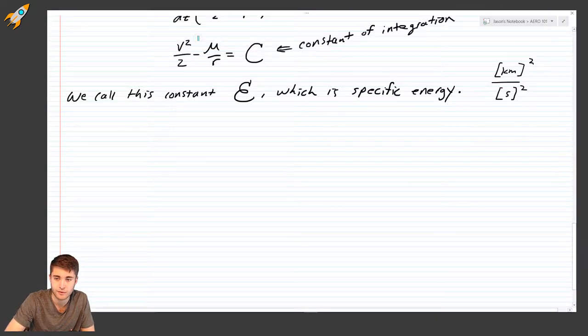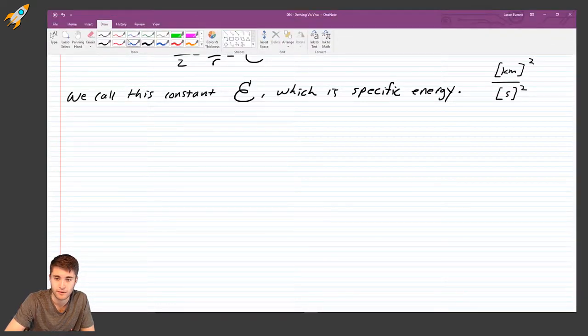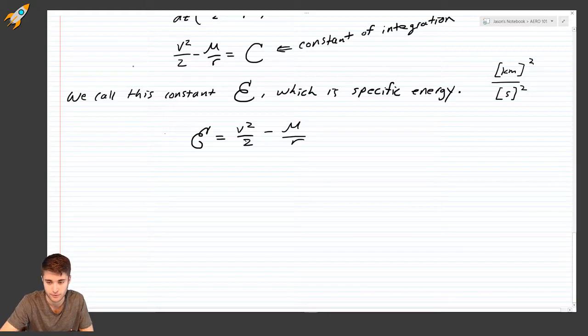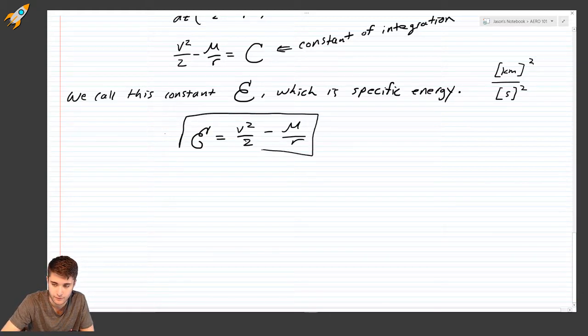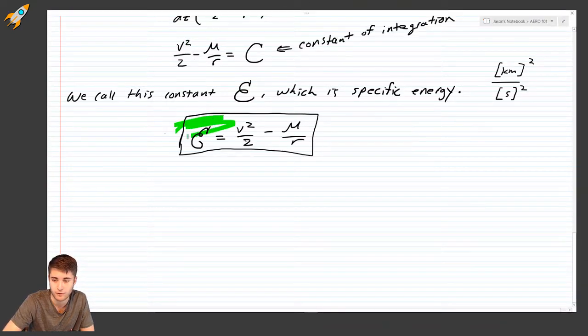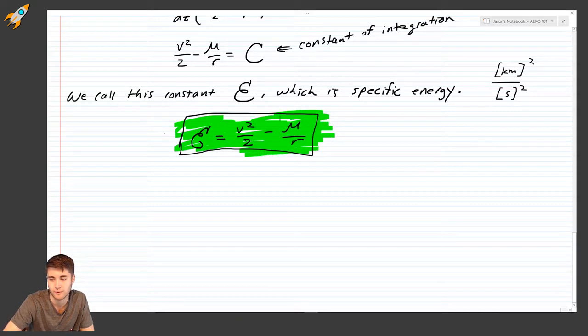Which brings us to our following equation. Specific energy of any orbit is equal to v squared over 2, the velocity squared over 2, minus mu over r. Okay, E is equal to v squared over 2 minus mu over r. Let's highlight this in. It's really important. We use it all the time.